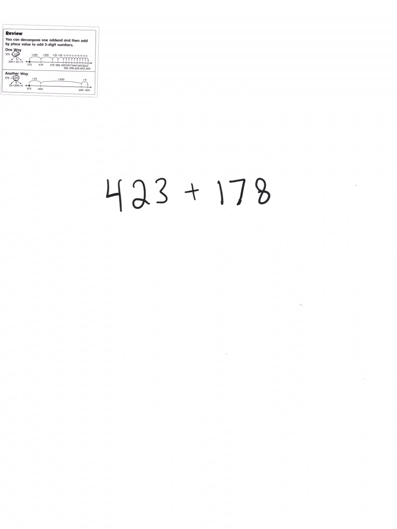423 plus 178. Now you could decompose either one of these, but teachers usually tell their kids to make it easier for yourself, start with the bigger number and decompose the other one. So decompose the smaller number. So we're going to decompose this in two different ways. Let's first decompose by place value.